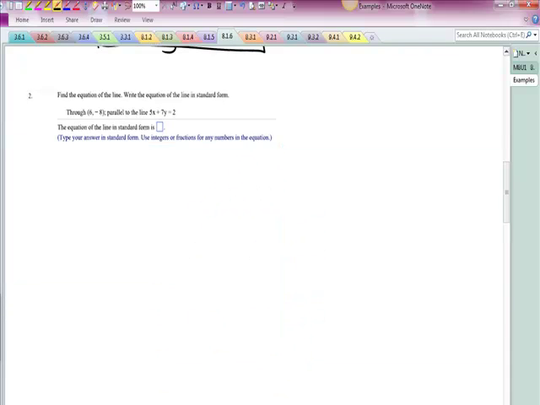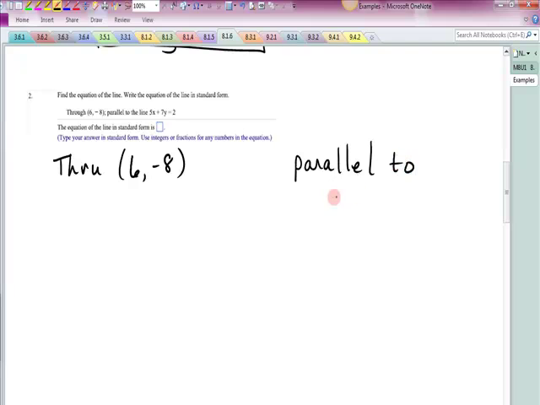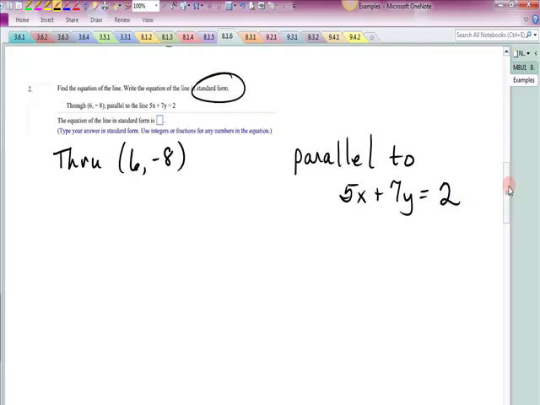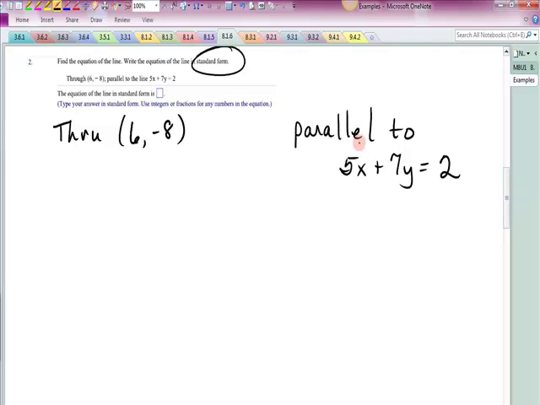Once again, I want to find the equation of a line that goes through 6, negative 8. That's my point, and it is parallel to 5x plus 7y equals 2. And it says standard form for my answer. They've told me my line is parallel to this one. If I can figure out this one's slope, I have my slope.